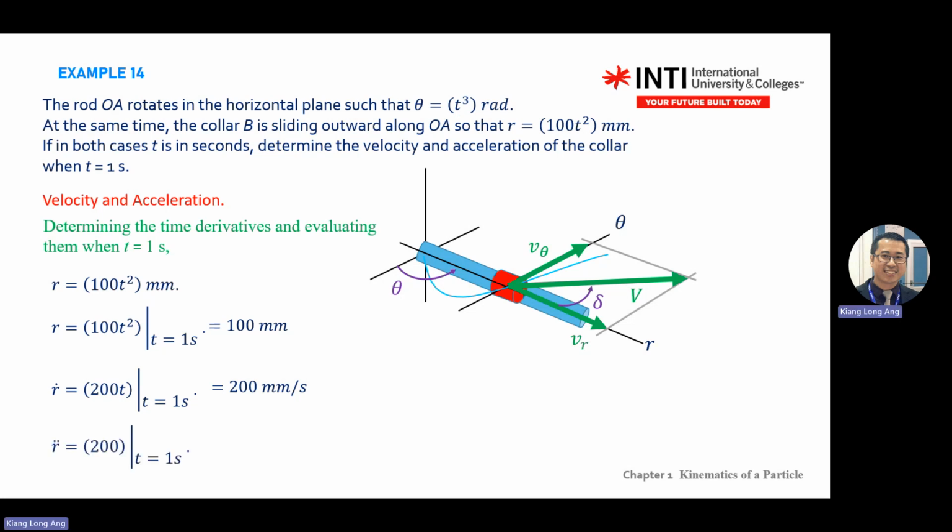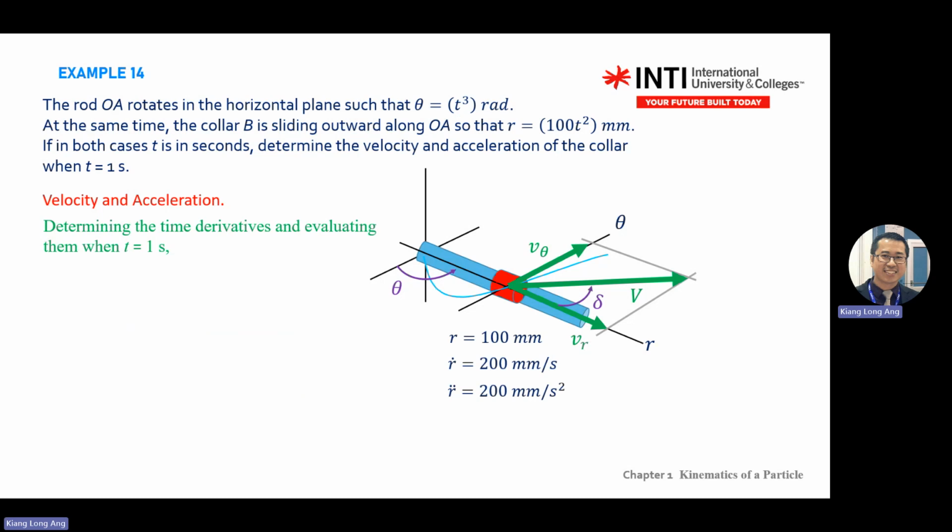So you do the same. You get r, you differentiate to get r dot, then r double dot. I won't go deep. I won't explain how to get from 200t to 200. If you still cannot do this, go and ask your mathematics lecturer. So for r double dot, you do double differentiation, so your unit becomes mm over second square. It becomes acceleration already. So this one is radial velocity, and this one is radial acceleration.